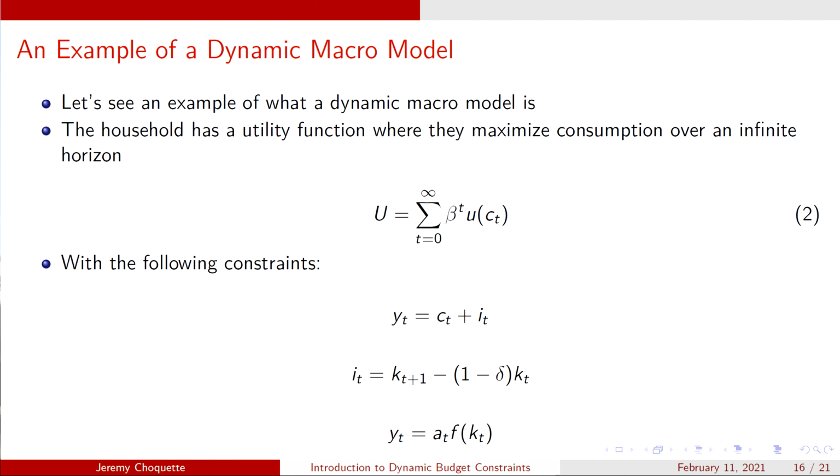Finally, we have output being a function of capital, F of K_t. And then I've got this A sub t in front. What is that? Well, that is the source of technology shocks. A technology shock basically shifts production up or down. If there's a positive technology shock, we can produce more with the same amount of capital as what we had before.